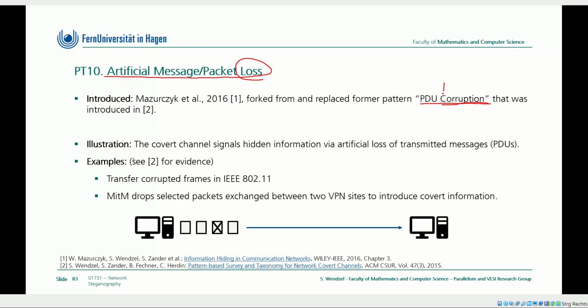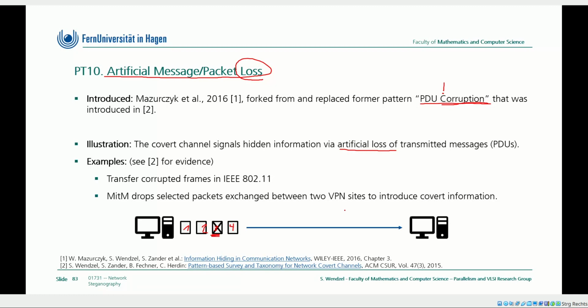So what is done here is that the covert channel sender signals hidden information via artificial loss of transmitted PDUs, like they send packet 1, packet 2, packet 3, and 4, but packet 3 gets dropped.